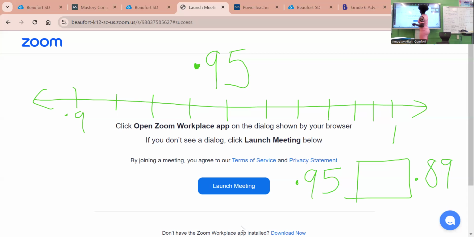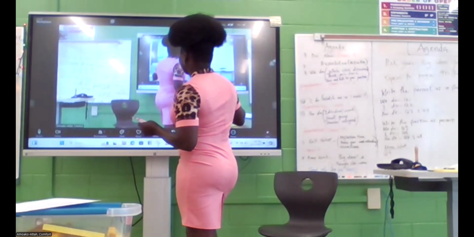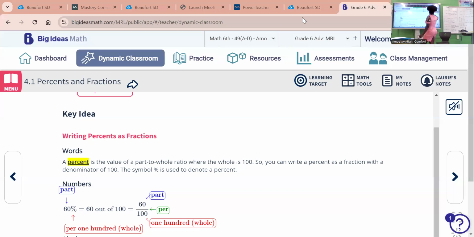Right. So now let's see our big ideas. So stop sharing this. Then we can go back to our big ideas. Okay, so I hope you guys are seeing my screen again. So let's look at the key idea in our lesson for today.